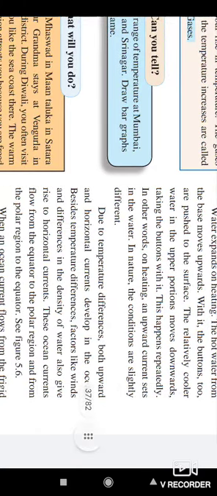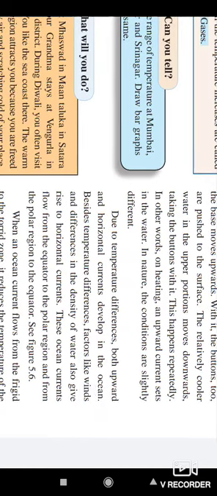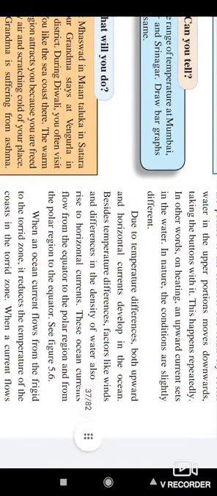This happens repeatedly. In other words, on heating, an upward current sets in the water. In nature, these conditions are slightly different.